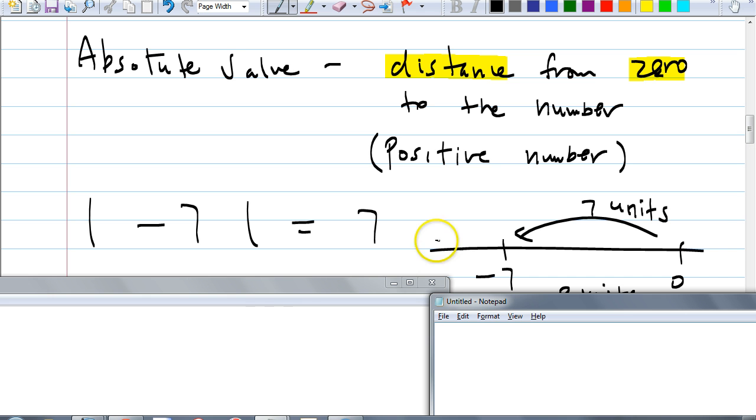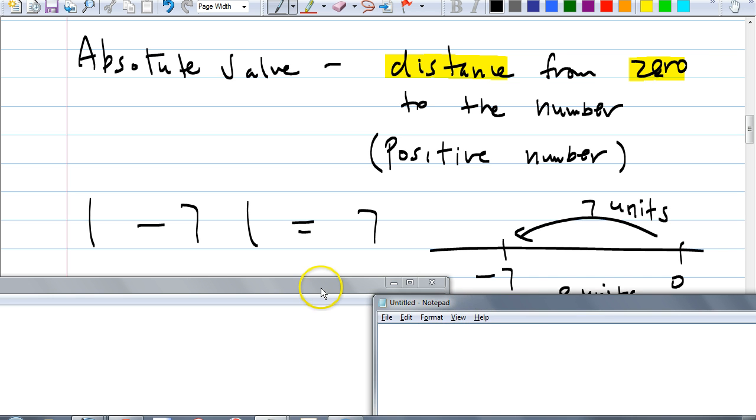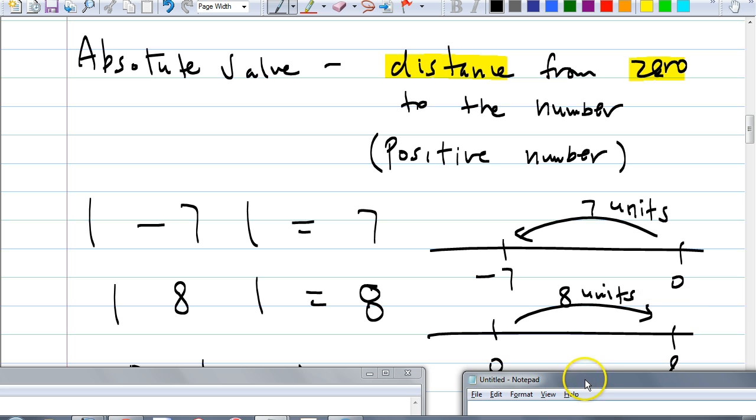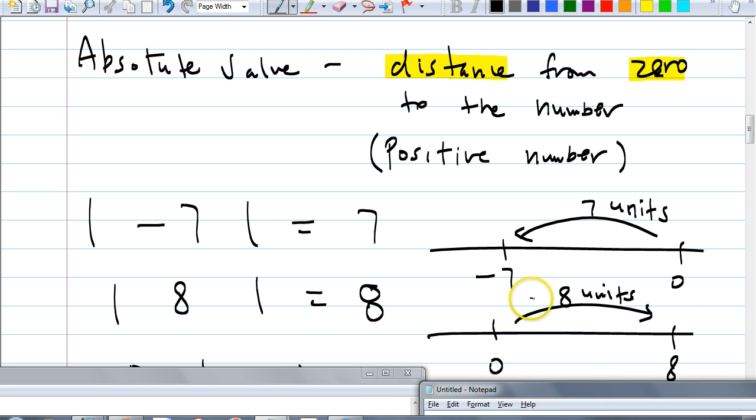Now, what about absolute value of 8, class? This is easy. 8. So I have the picture. How far are you away from 0 to 8? 8 units. That's why it's positive 8. Is it negative 8? No. Some people think, oh, you make negative to a positive, so absolute value of a positive number must be negative. No. We're talking about a distance from 0 to that number. It's always positive. Just keep that in mind. Absolute value is always what? Positive. Thank you. Good.